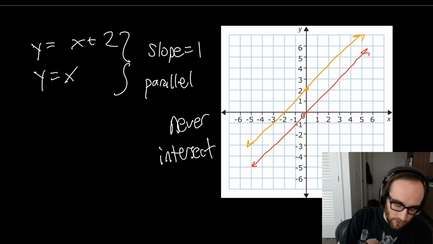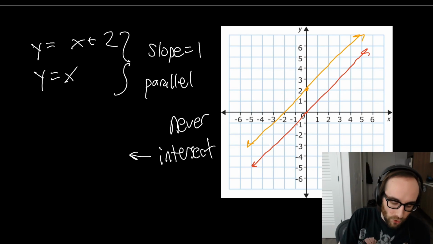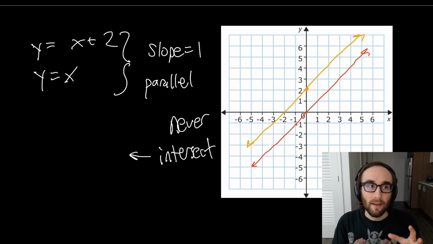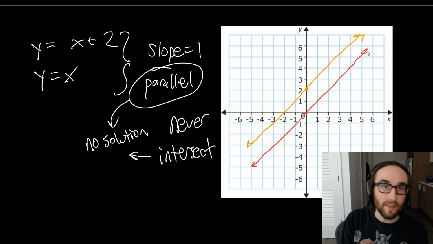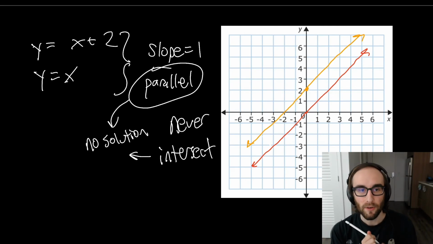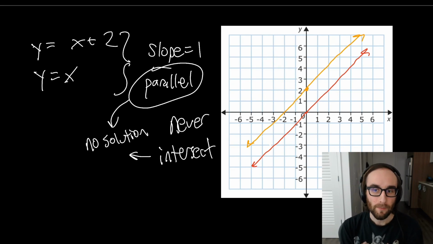If they never intersect, that means that we don't have an intersection point. So when trying to solve this system, we can't find that intersection, so there's no solution. When we have parallel lines and we're asked to solve a system of parallel lines, that means that there is no solution to that system. So that is a special case.